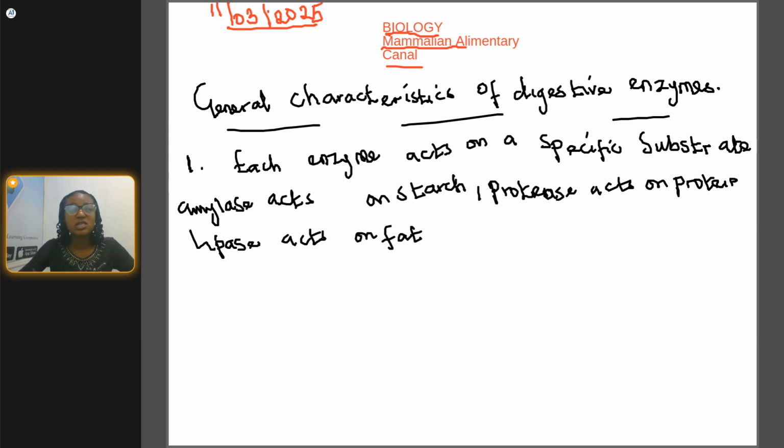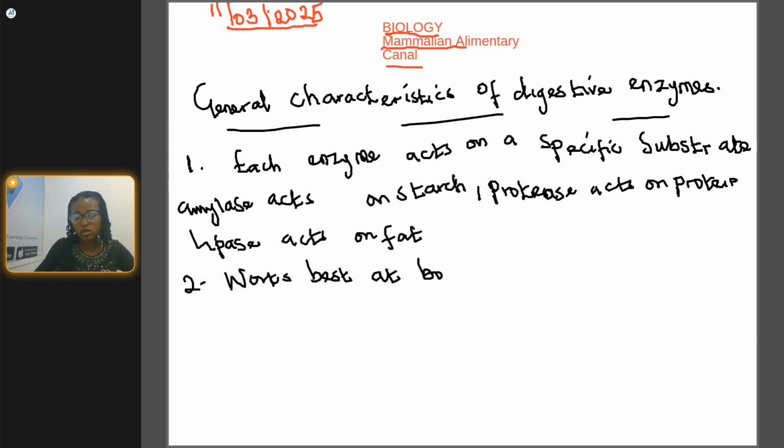The second characteristic is that enzymes work best at body temperature.